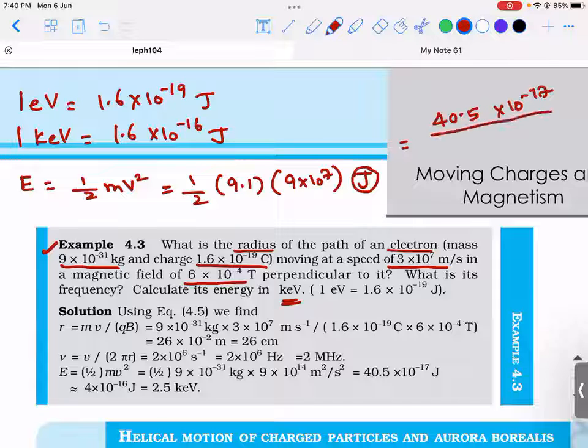You have to divide it with 1.6 into 10 power minus 19, then you can write it in electron volt. If you directly divide it with 10 power minus 16, you can write it in terms of kilo electron volt. So if you want to convert joule to electron volt, you need to divide. If you want to convert electron volt to joule, you need to multiply with 1.6 into 10 power minus 19 joule. So when you solve this, the answer comes out to be 2.5 kilo electron volt.